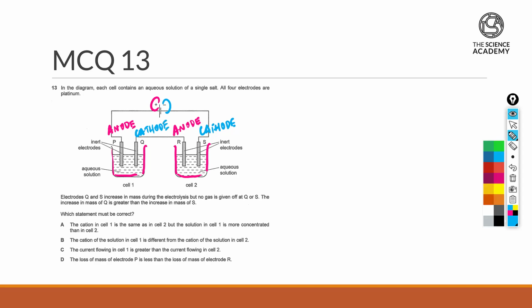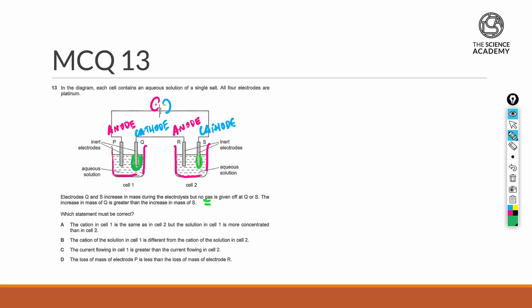So the observation here is that for the case of Q and S, mass was actually deposited on it and there was no gas given out. In addition, the mass that was deposited on Q is much greater than that on S. And we need to find out what is the reason behind that.